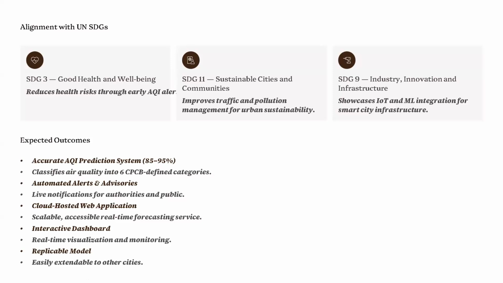So the expected outcomes are an accurate AQI prediction system, 85 to 95%, classifying air quality into 6 CPCB-defined categories, automated alerts and advisories, live notifications for authorities and the public, a cloud-hosted web application with scalable, accessible real-time forecasting services, an interactive dashboard for real-time visualization and monitoring, and a replicable model, easily extendable to other cities.